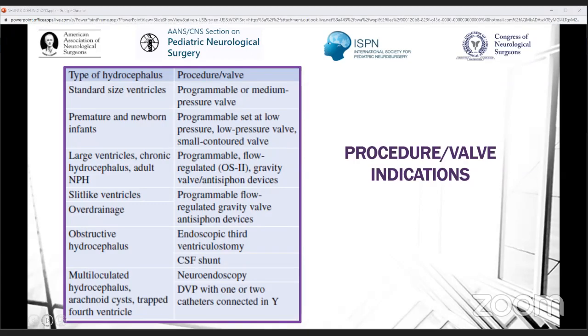When we have complications like overdrainage, we can use a programmable flow regulated gravity valve or anti-siphon devices. And when we have an obstructive hydrocephalus, we can use other kinds of procedures, as we know, like endoscopic third ventriculostomy or another kind of cerebrospinal fluid shunt. And when we have a multiloculated hydrocephalus with an arachnoid cyst or a foreventricle trap, we can use neuroendoscopy and another DVP with one or two catheters, like I said, in the patients with Dandy-Walker, in a letter Y.